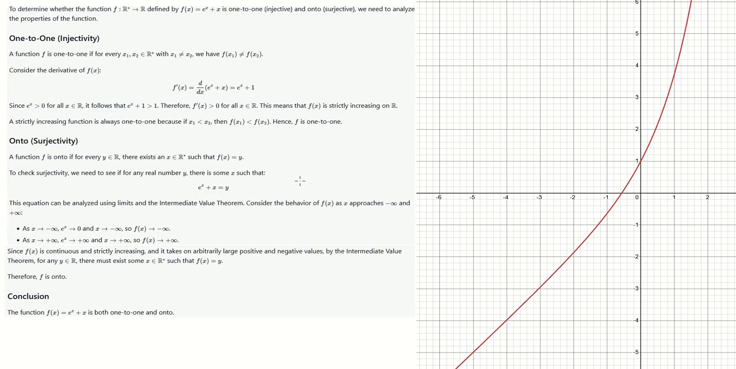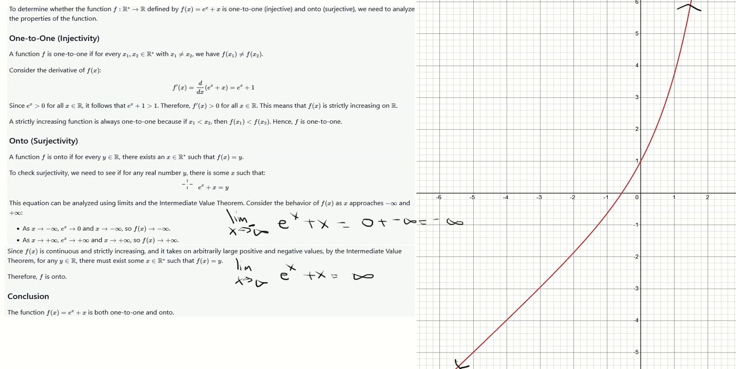We know e^x as x approaches negative infinity is going to 0, but x is going to negative infinity. So it's like 0 plus negative infinity, so this is going to go towards negative infinity. And then as x approaches infinity, e^x will go to infinity and so will x. So it's just infinity plus infinity, which is infinity. So that's what we have here. So this is going down to negative infinity. This is going up to positive infinity.